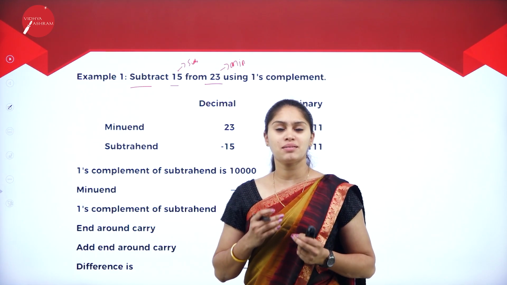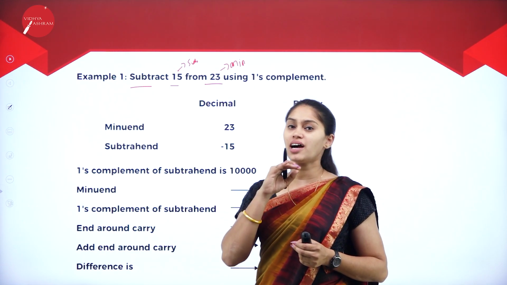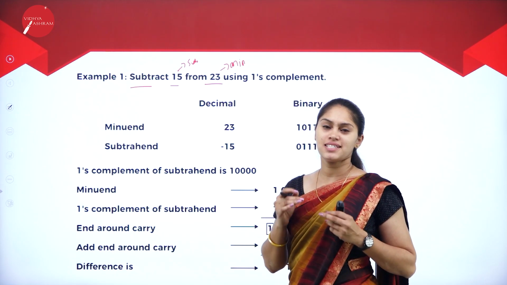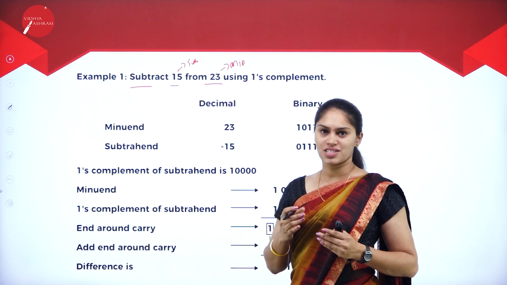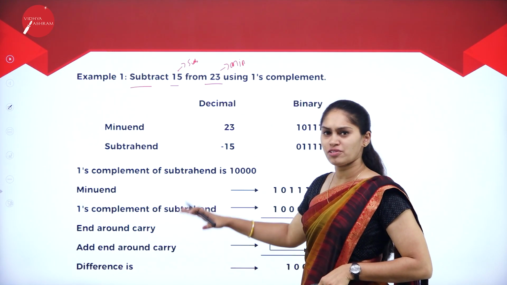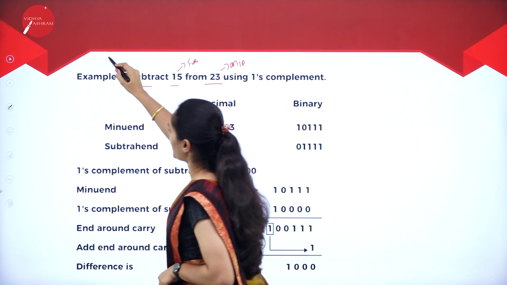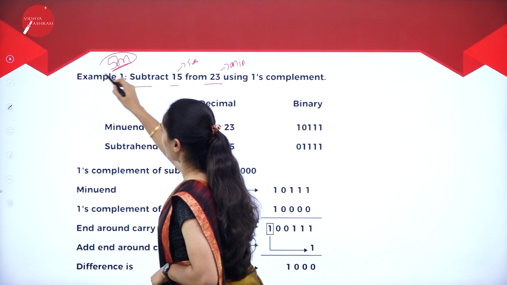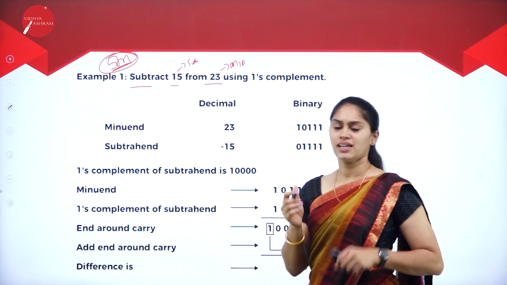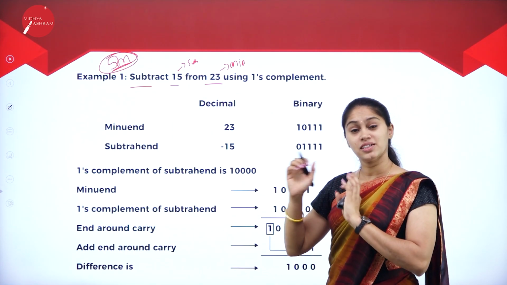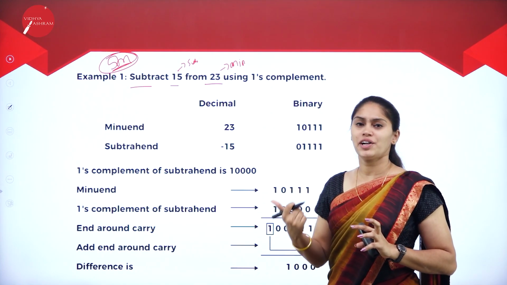So 23 is the minuend, that is the upper value or upper digit, and 15 is the subtrahend, that is the lower digit. Okay, so you have to write this in a step-by-step manner, and this type of question is very important for a 5-mark question. Subtract a number from a number using either 1's complement or 2's complement.